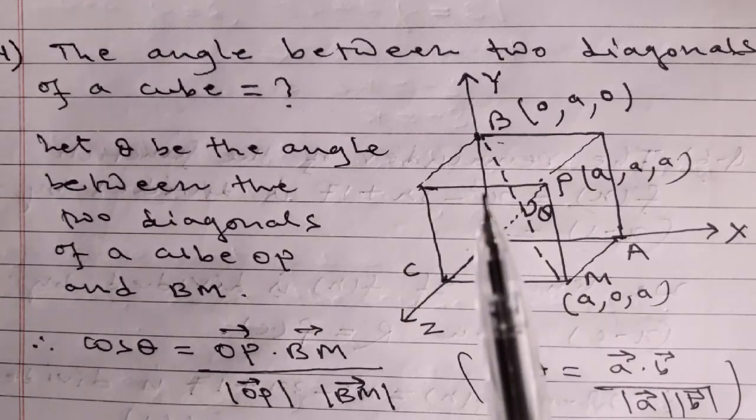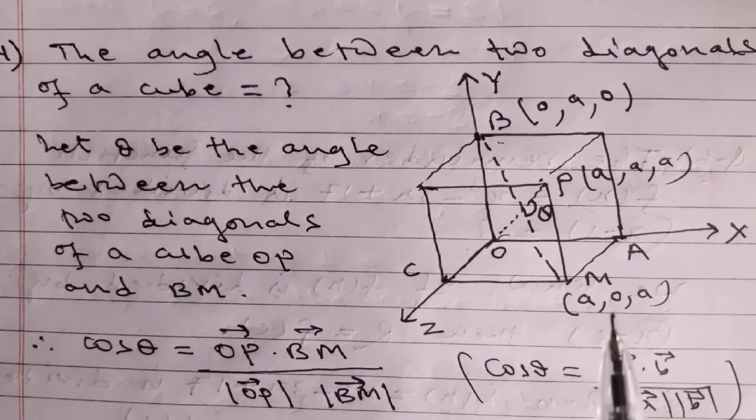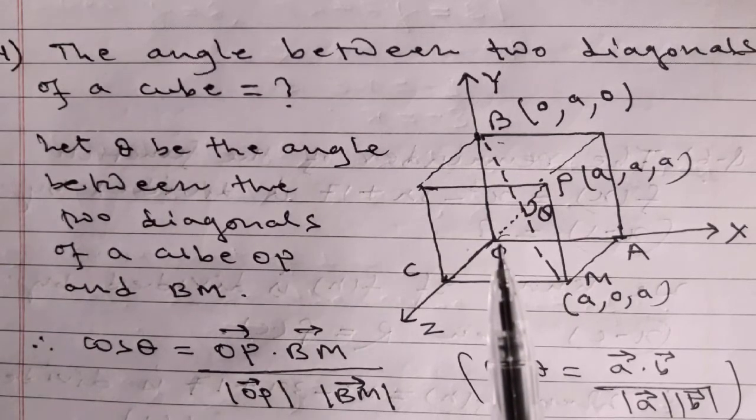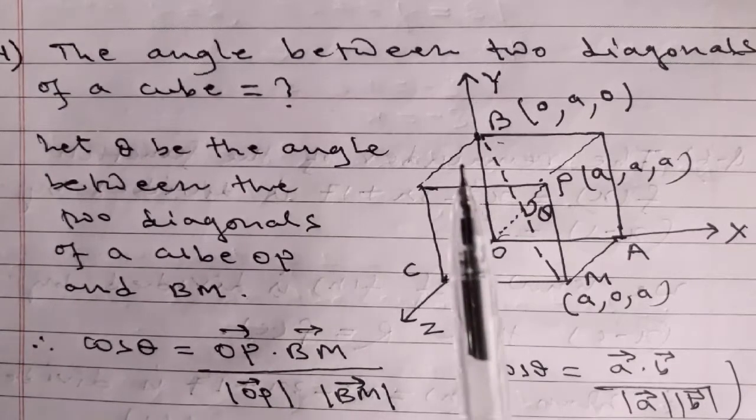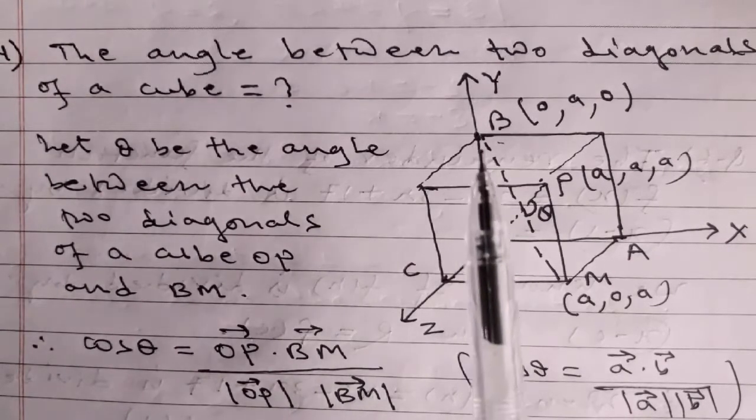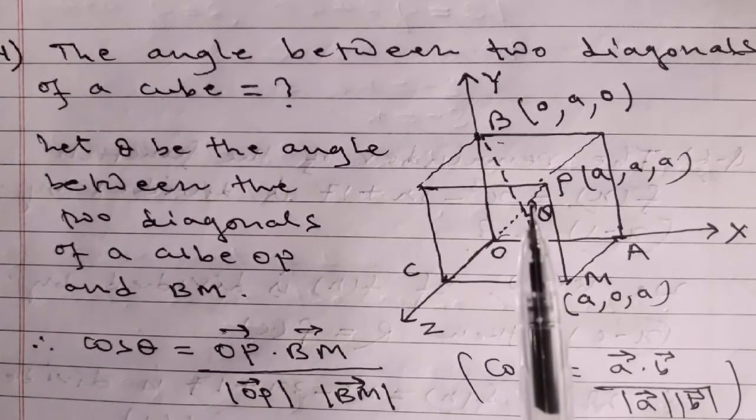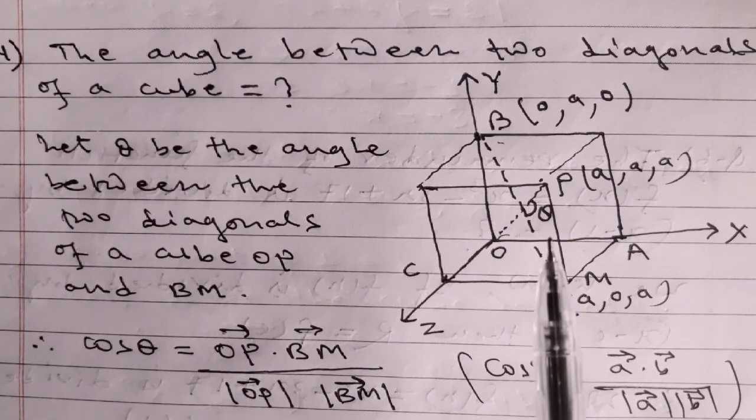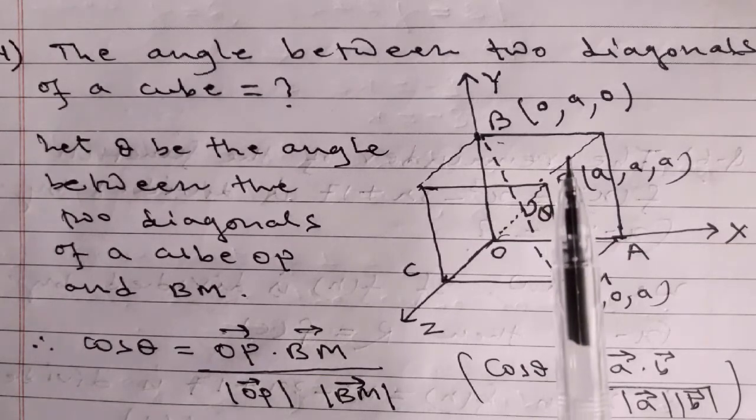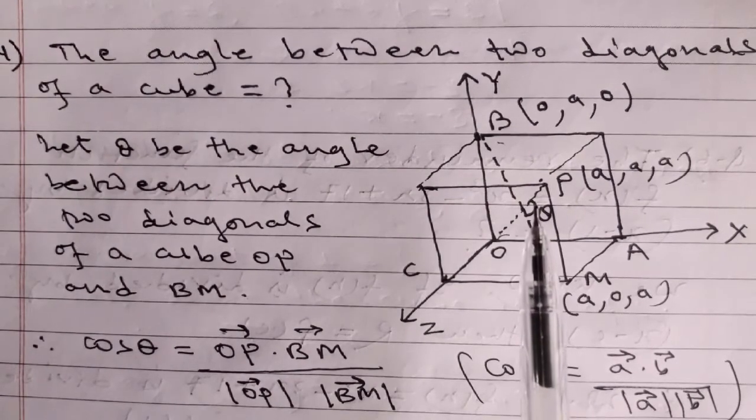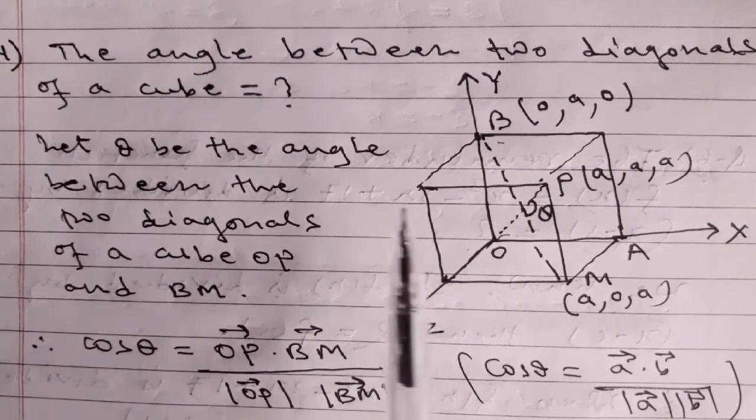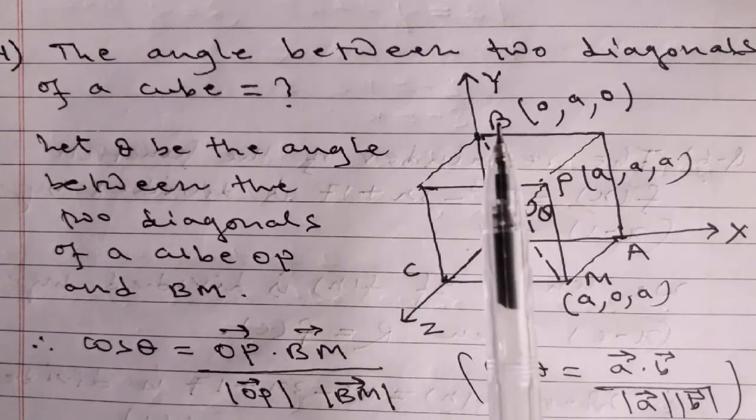Let's join B and M, the opposite vertices, and the other two opposite vertices, O and P, joining OP and joining BM, because they are the two diagonals of a cube. And we have to find the angle between the two diagonals of a cube. That means we have to find the angle between OP and BM. So let's suppose theta is the angle between two diagonals of a cube, OP and BM.